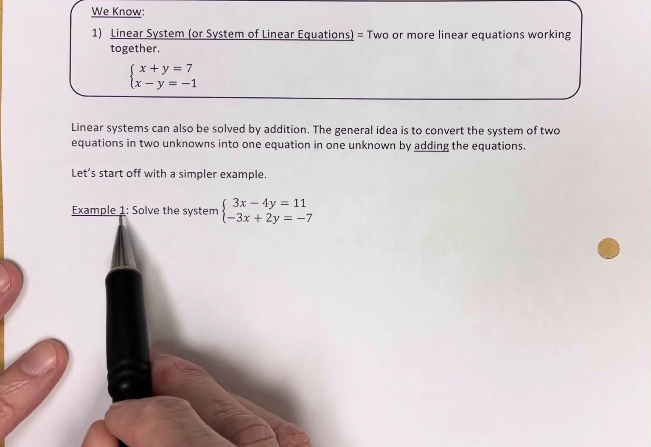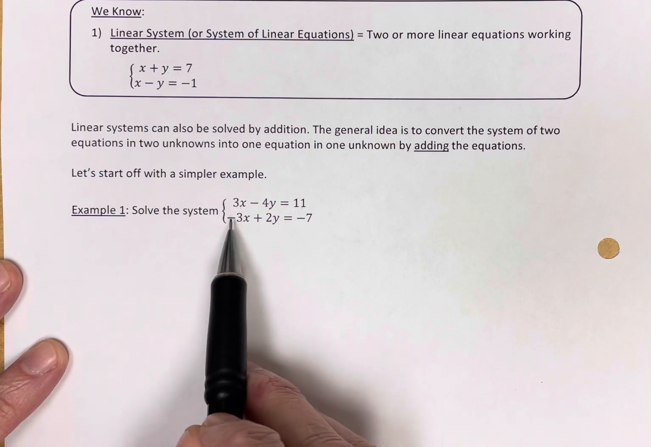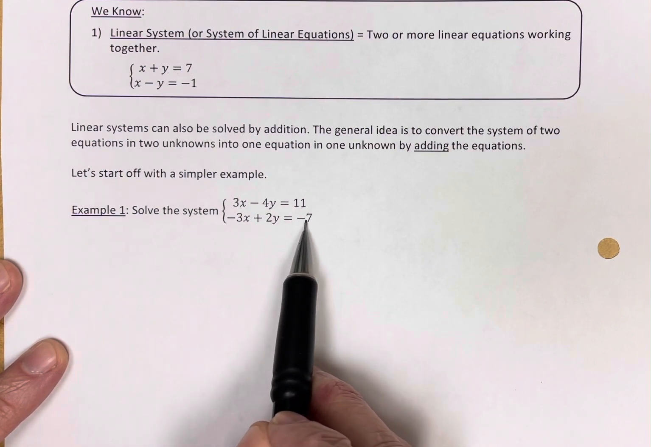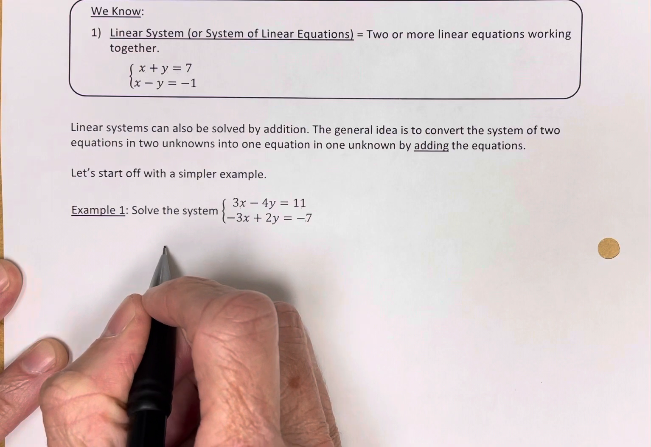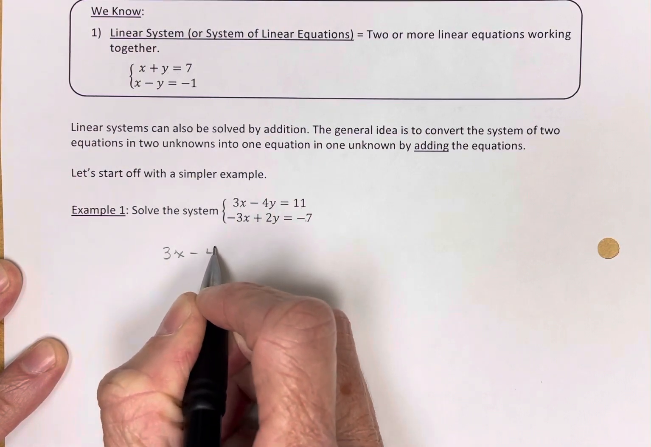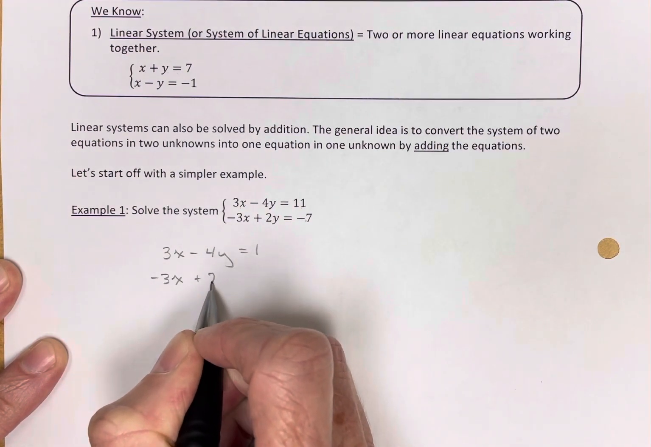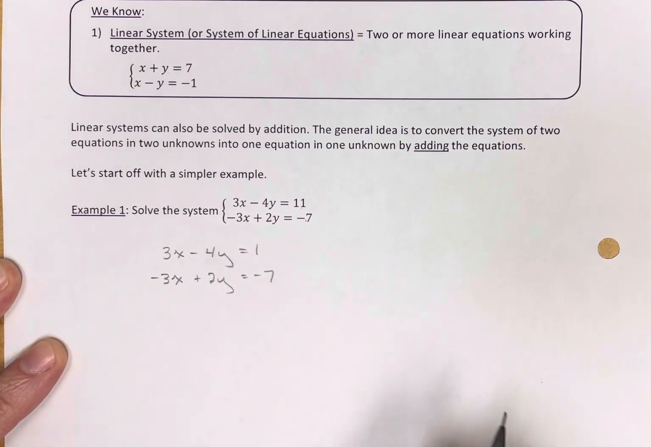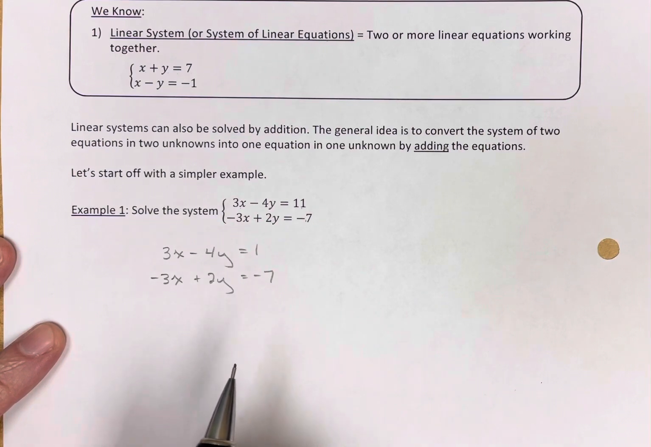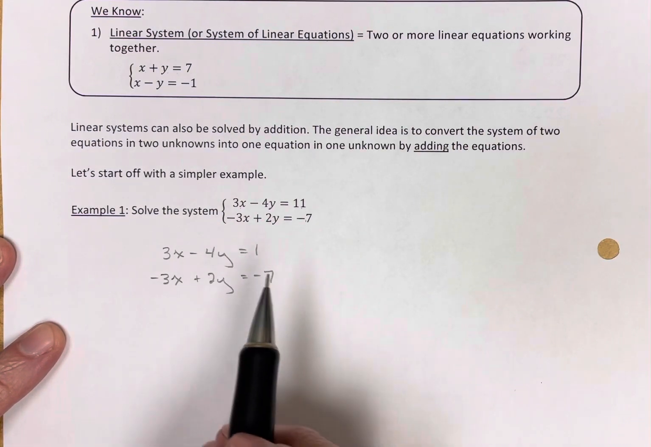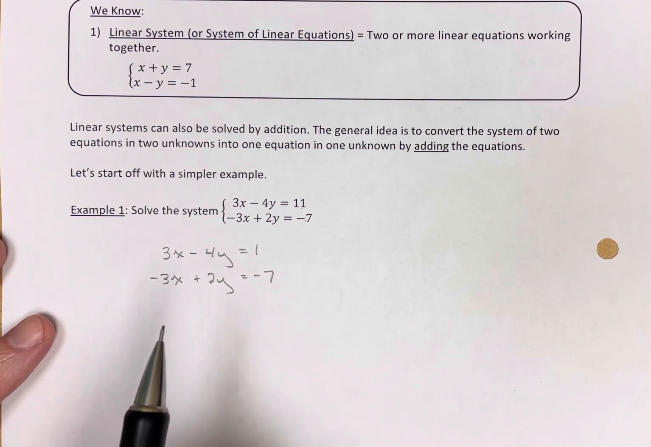So here in example 1, we want to solve this system: 3x minus 4y equals 11, and negative 3x plus 2y equals -7. And I'm going to write this system down here without the curly bracket. So 3x minus 4y equals 11, and negative 3x plus 2y equals -7. Now here's the idea. The idea is that you can add the same thing to both sides of an equation. In algebra, if I can add 1 to the left and I can add 1 to the right, I've not changed the fact that it's an equation.